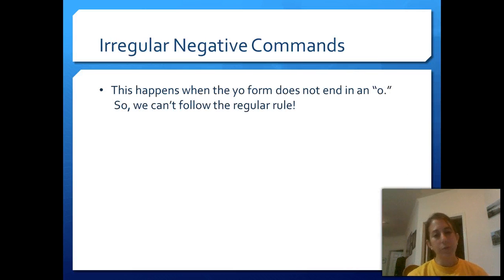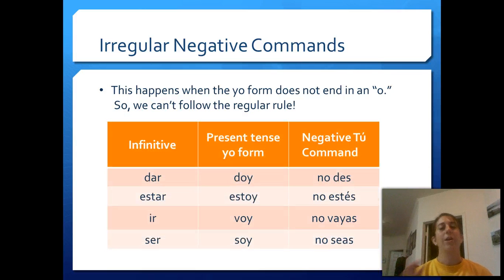All right, so of course we've got some irregulars. What would Spanish class be without them? Our irregulars happen when we have a yo form that doesn't end in an O, right? So can you think of any verbs that have a yo form that don't end in an O? Should know some. All right, I'll be generous. Here are four major ones. Dar, our present tense yo form is doy. So the negative command, we just memorize it. It's no des. Okay, one of those things we just have to memorize.